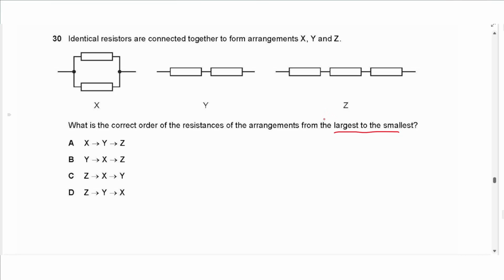So if we consider the resistance of each resistor to be R, this would give a value of 0.5 R for X. Any 2 identical resistors connected in parallel would have half of one of the resistors, or we divide the resistance of one resistor by the number of resistors in parallel if they are identical. And for Y, that would be R plus R, so 2R. And for Z, we have R plus R plus R, that would be 3R. So from largest to smallest, largest is Z, 3R, and the smallest is X, which is 0.5 R. So from Z to X, so the answer is D.